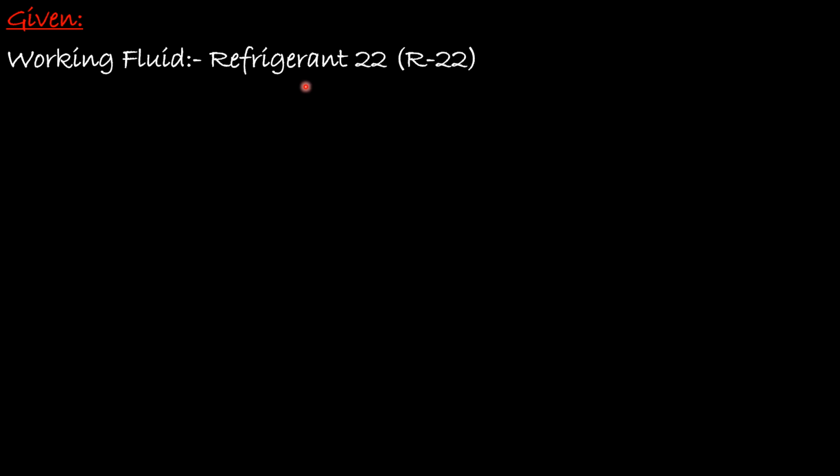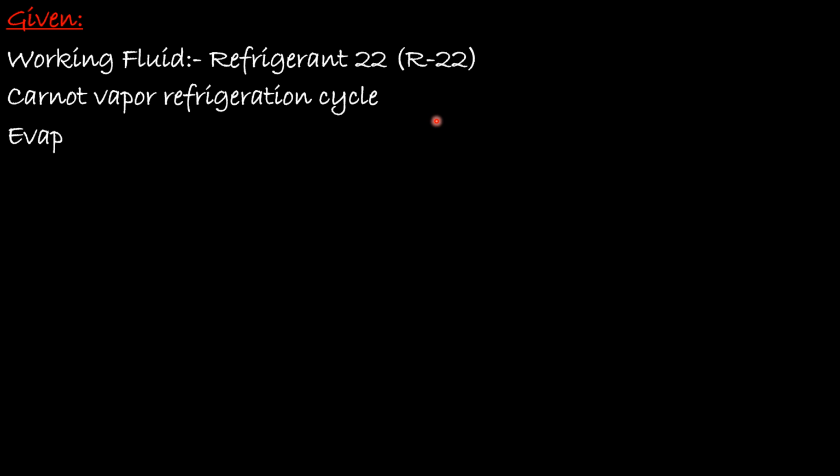So first, let's write down what is given to us. We are told that the working fluid is refrigerant 22, R22, so we can refer to the properties of refrigerant R22 to solve this problem. We are dealing with a Carnot vapor refrigeration cycle, which is a theoretical cycle. The refrigerant R22 operating inside the evaporator heat exchanger has a temperature of minus 30 degrees Celsius.